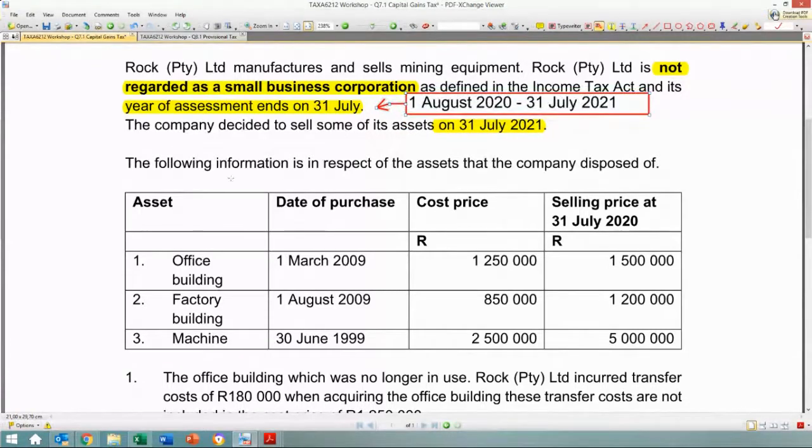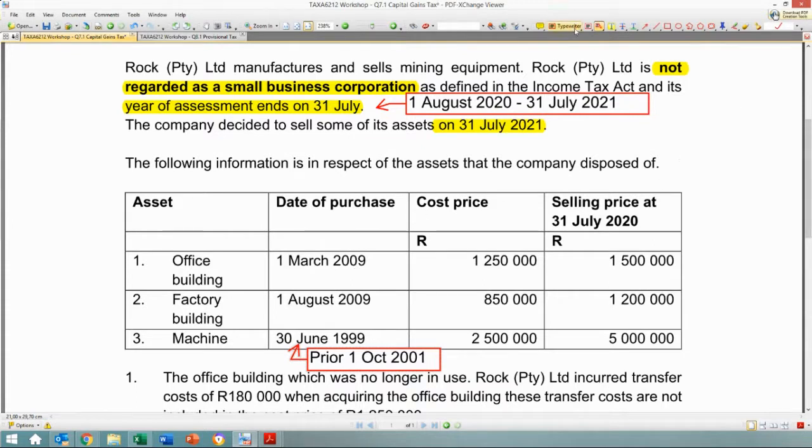Then they give you the information for 3 different types of assets. We've got our office building, factory building, machine. Then they tell you the date of purchase. Only one asset is prior to 1 October 2001. So we will have to go look at the information provided to see what method we are going to apply for the base costs. The other ones are after that, so that would be the original cost price and any allowable expenditure that we incurred that we can add on to that.